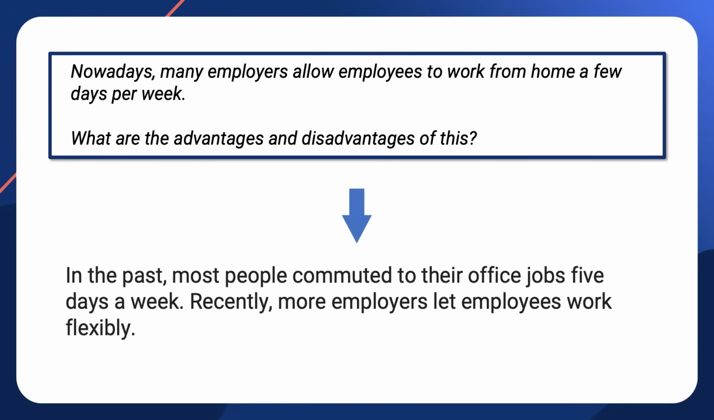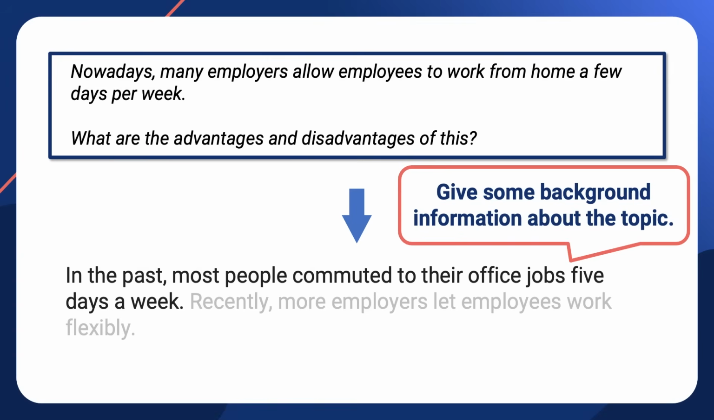Let's look at the first sentence. In the past, most people commuted to their office jobs 5 days a week. So I've broadly introduced the topic, but I've also talked about what used to happen in the past, how employees used to come to the office 5 days a week. And you might have noticed I used the word commuted, and that was from our vocabulary mind map. It gives us some background information about the topic, which is really important.